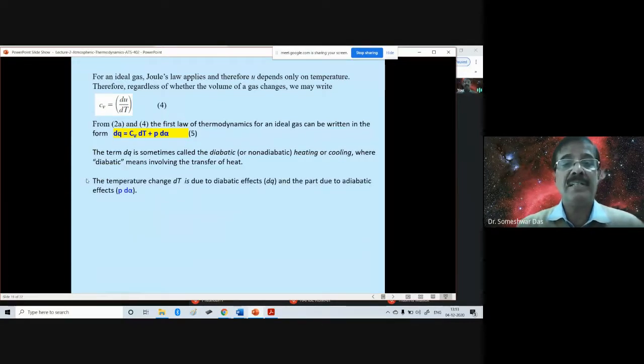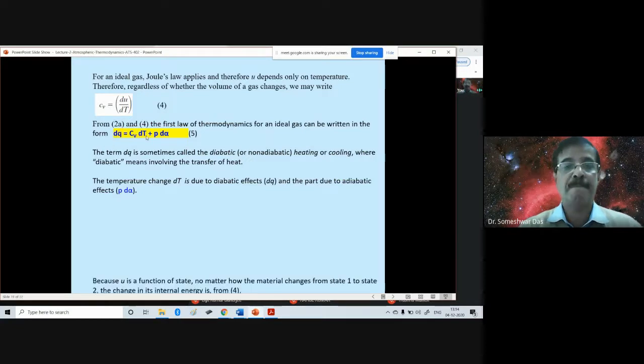So the temperature change dT is due to the diabatic effect dq, and the part due to the adiabatic process is P d alpha. In this equation of the first law of thermodynamics, this part is because of the adiabatic effect, whereas this one is because of the diabatic process. That is a simple way of interpreting the first law of thermodynamics.